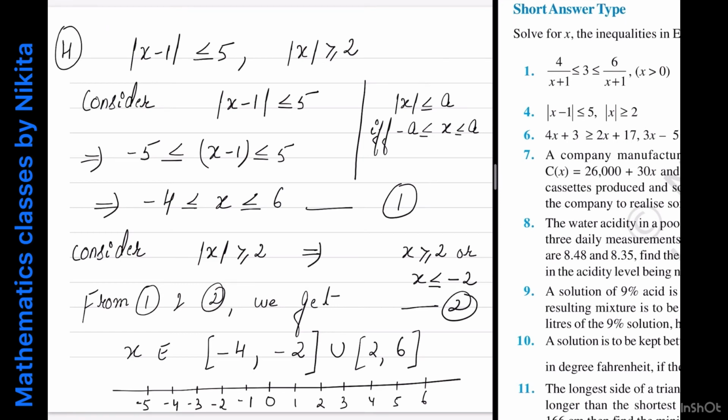So see, 1 says x should lie between minus 4 to 6, that is minus 4 to 6. Now I have to take its intersection with x greater or equal to 2 and x less than or equal to minus 2. So you can see you have one common interval here and another one here. So this is what I have written: x greater or equal to minus 4 and less than or equal to minus 2, union with x greater or equal to 2 and less than or equal to 6.